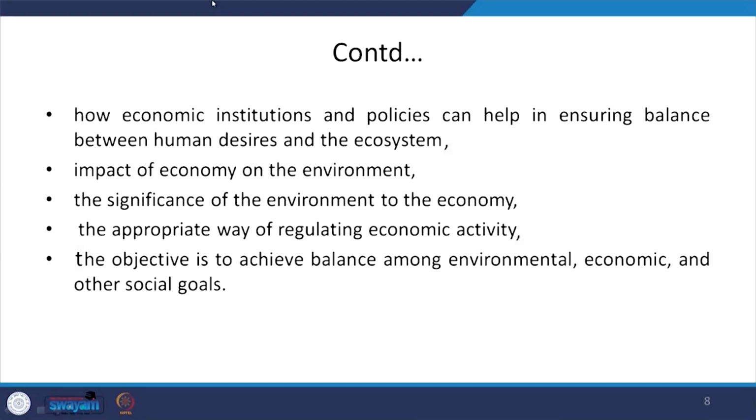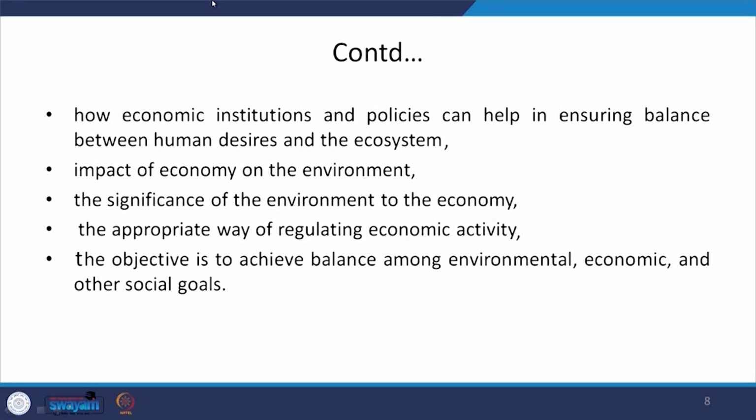Environmental economics also deals with how to regulate the different kinds of economic activities. The objective here is to achieve the balance among environmental, economic and other social goals.